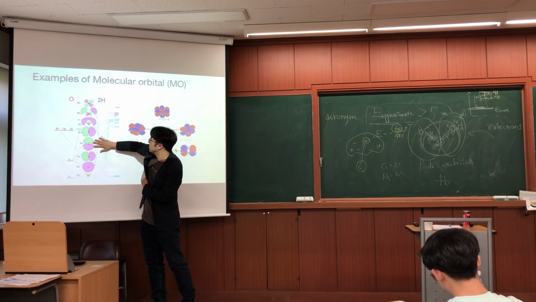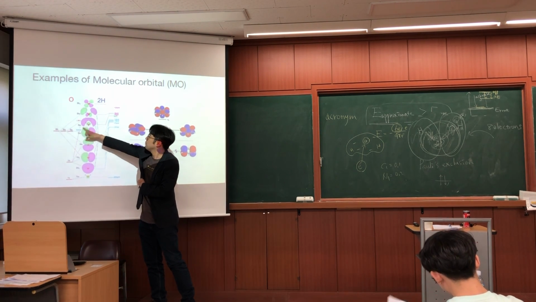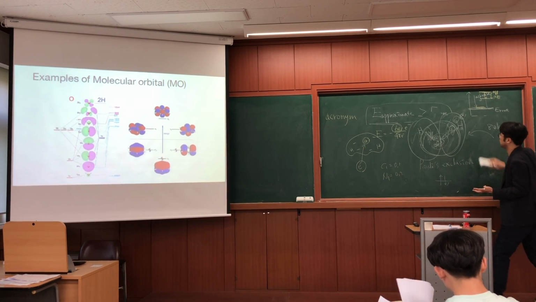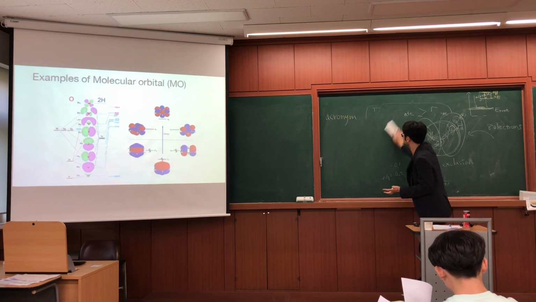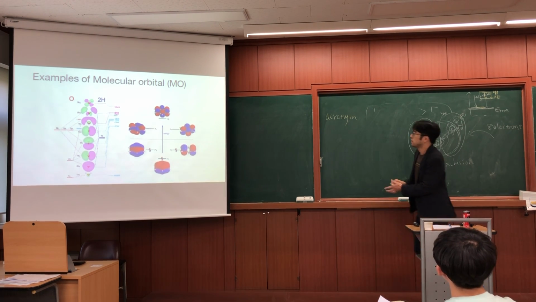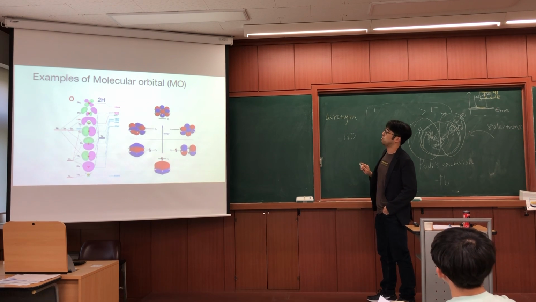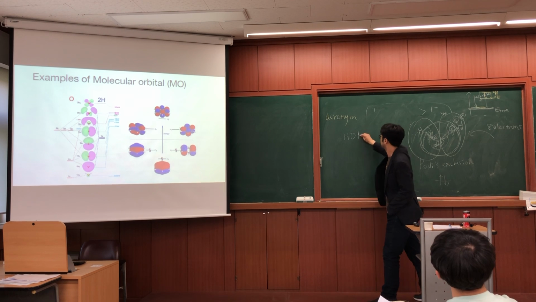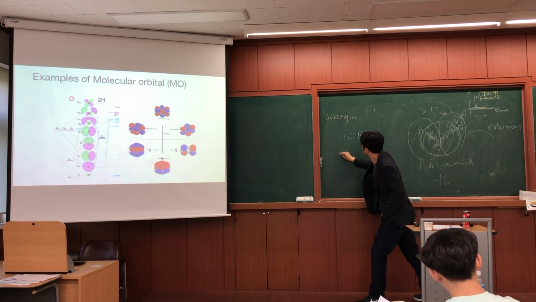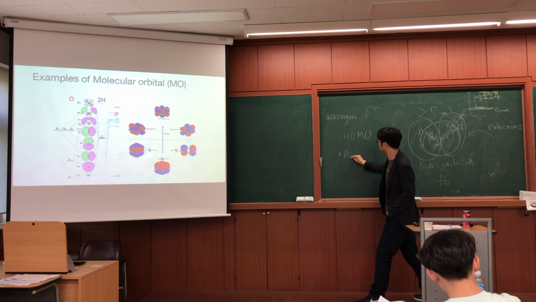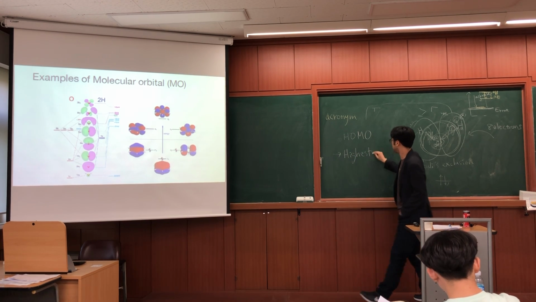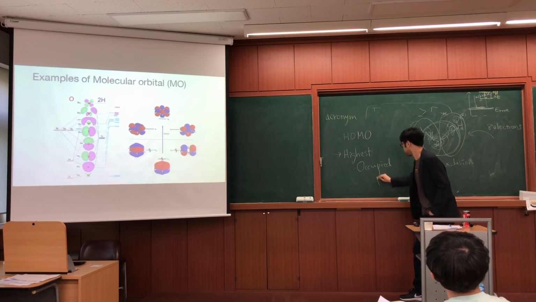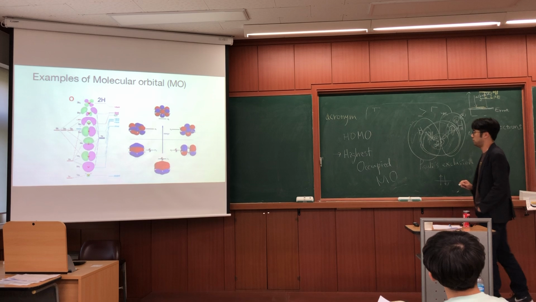And also the next orbital looks like this, and the next orbital looks like this, maybe. And we also learned in the class the terms like HOMO and LUMO. Maybe I should have put those words up, but sorry about that. So what does HOMO mean? HOMO means highest occupied molecular orbital, right?